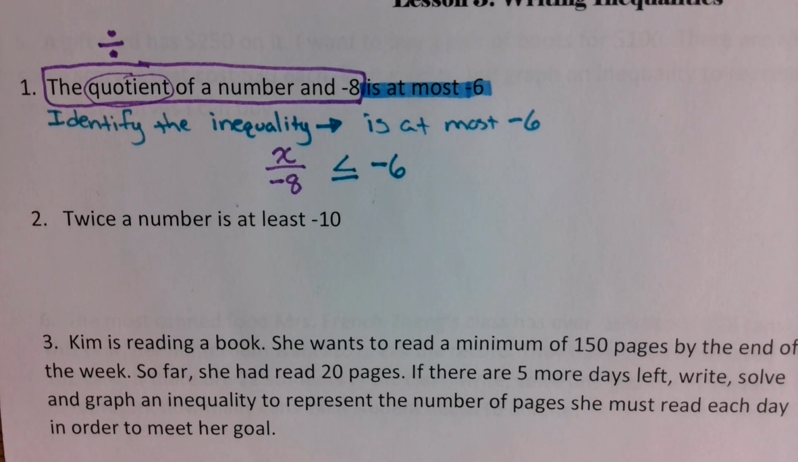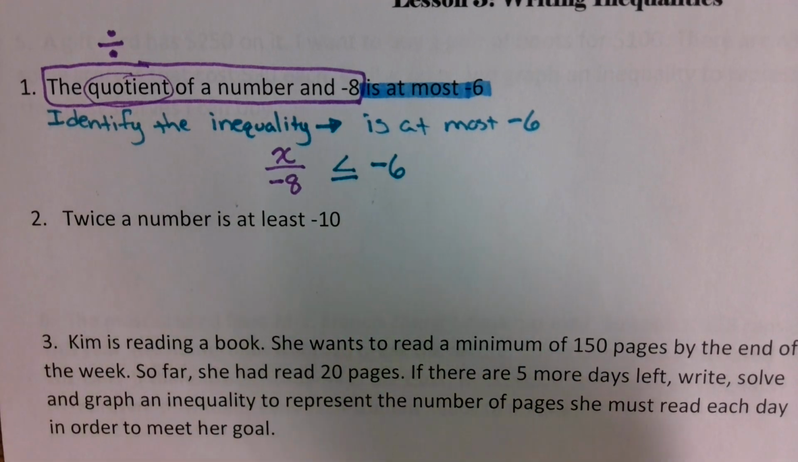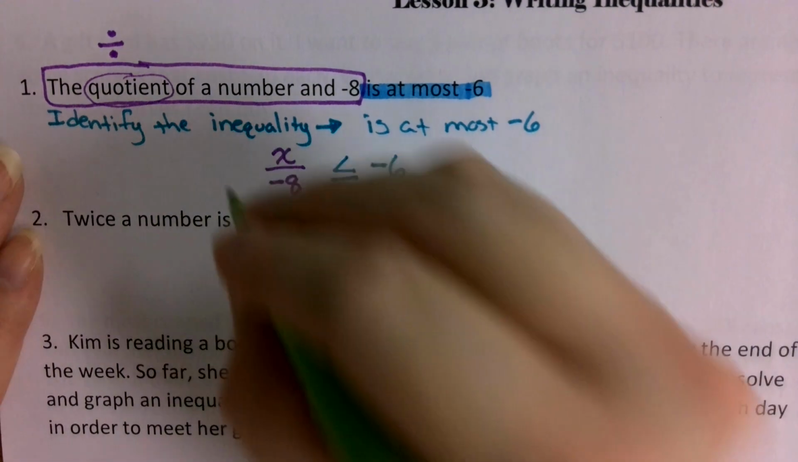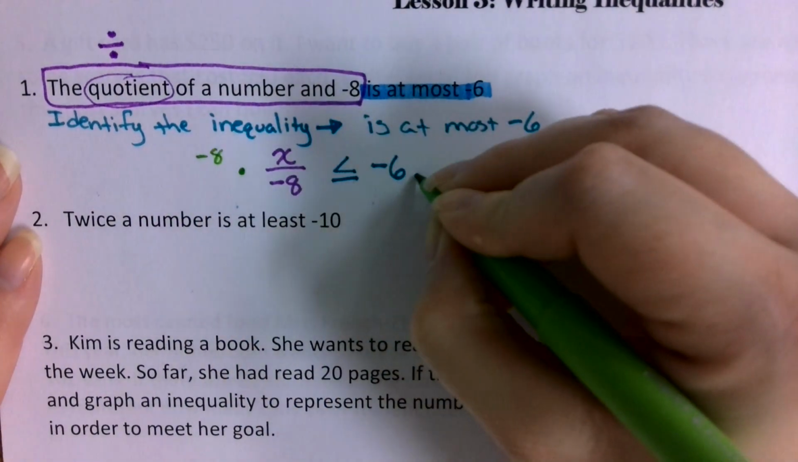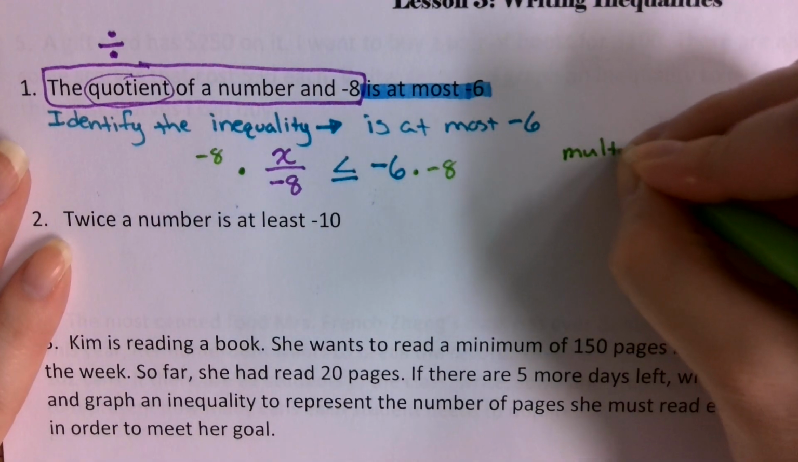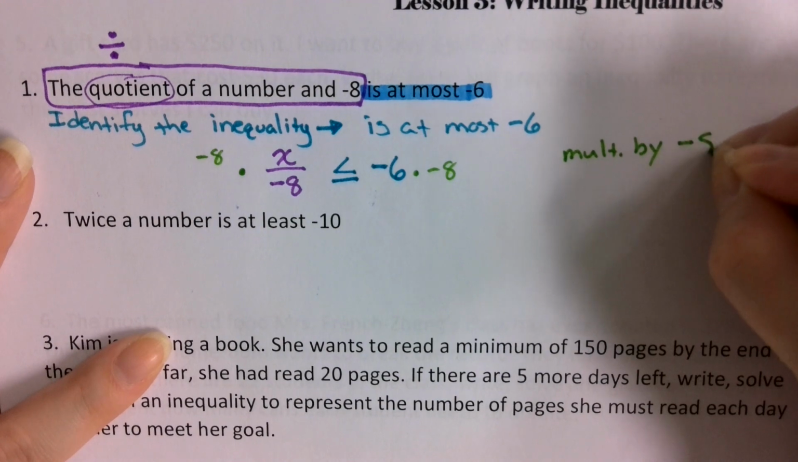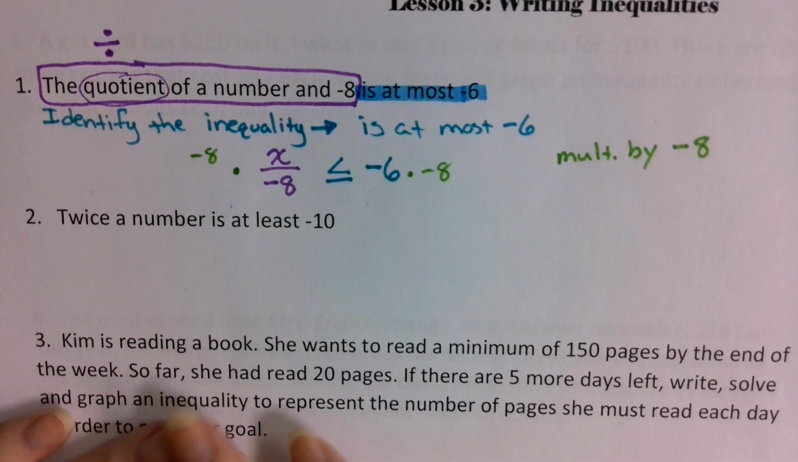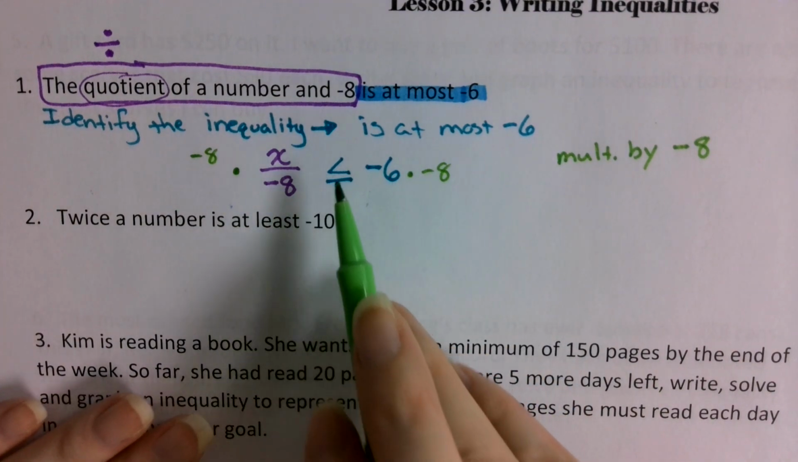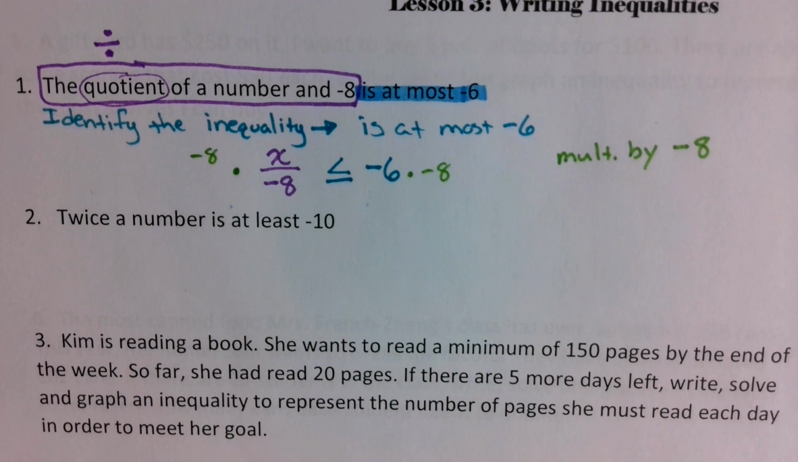Now, if I have to solve this, what operation do I use to solve? Okay, I've got my inequality set up. What's the operation that we now do to solve it? Nathan? Multiplication. We're going to multiply both sides by -8. Okay, so if I multiply by -8, I'm going to multiply by a negative. Am I going to keep my inequality or flip my inequality?